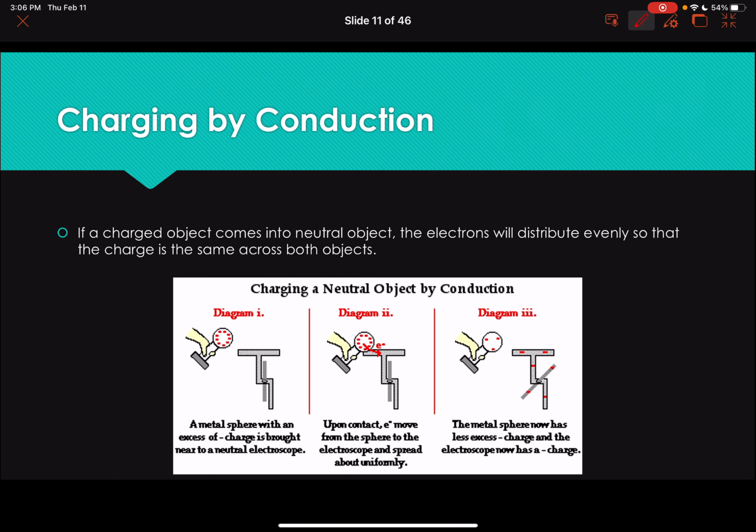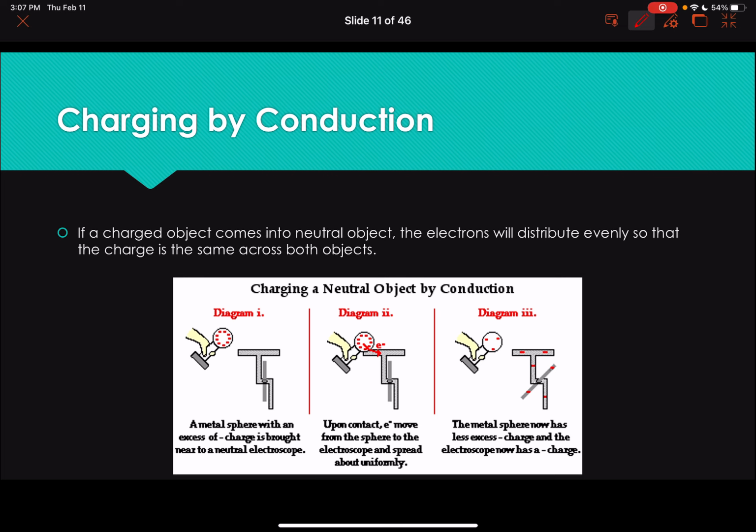And so there's a few ways we can conduct electricity. There's a few ways we can transfer electrons from one object to another. We have 2 main terms, conduction and induction. Charging by conduction is if we have a charged object that comes into contact with either a neutral object or maybe an oppositely charged object. The electrons will distribute evenly, so that the charge is the same across both objects.